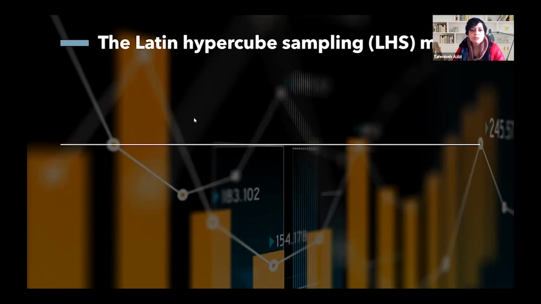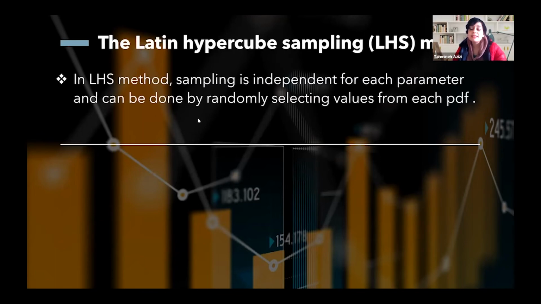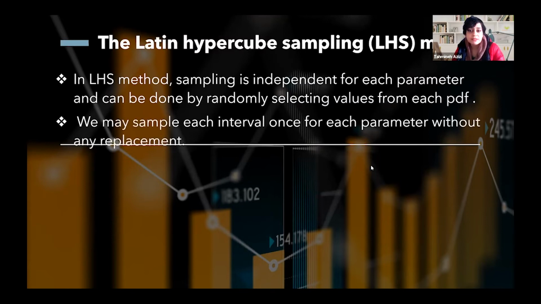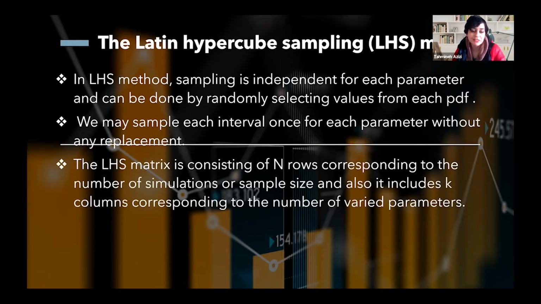In this method, sampling is also independent for each parameter. For example, for SEIR, I think I have 4 parameters that I'm going to change. It's really independent for each parameter, and can be done by random sampling, selecting the values from each probability distribution function. These are the assumptions: we sample each interval once for each parameter, without any replacement.